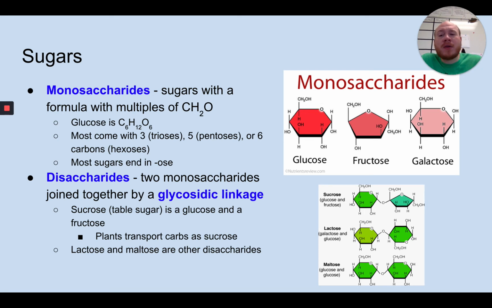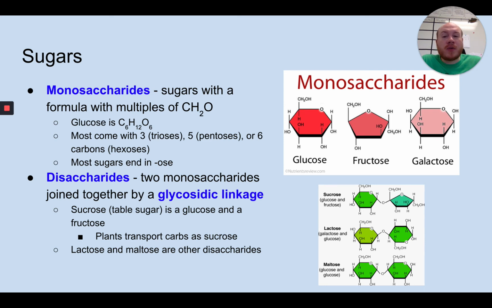Disaccharides are 2 monosaccharides that are joined together by what's called a glycosidic linkage. Anytime you have 2 carbohydrates or more connected together, they form glycosidic linkages. Sucrose is an example, where sucrose is a glucose and a fructose bonded together. Now the actual reaction is through dehydration synthesis, but the link or the bond is called a glycosidic linkage.